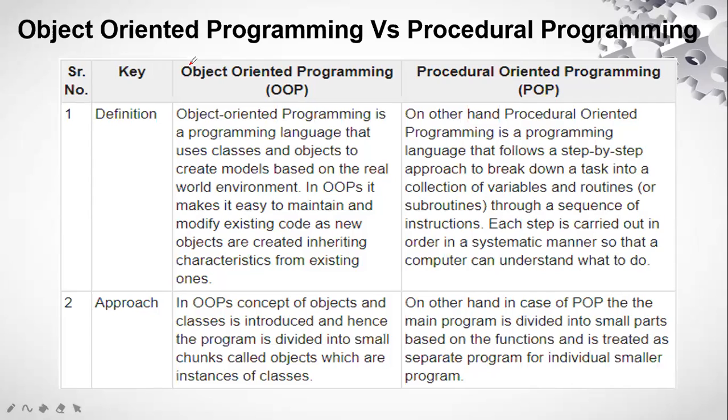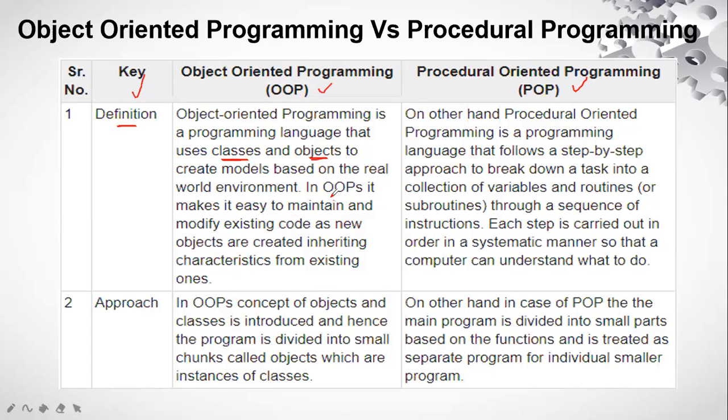So now we see the difference. I have taken the key points out here, and we are discussing each key point in the concept of OOPs and then in the concept of procedural-oriented programming, right? The first one is the definition. I'm not going to read this definition; I'm just giving you the concept that object-oriented programming uses classes and objects. The main concept of object-oriented programming is the classes and objects, which are created according to the real-world environment, right?